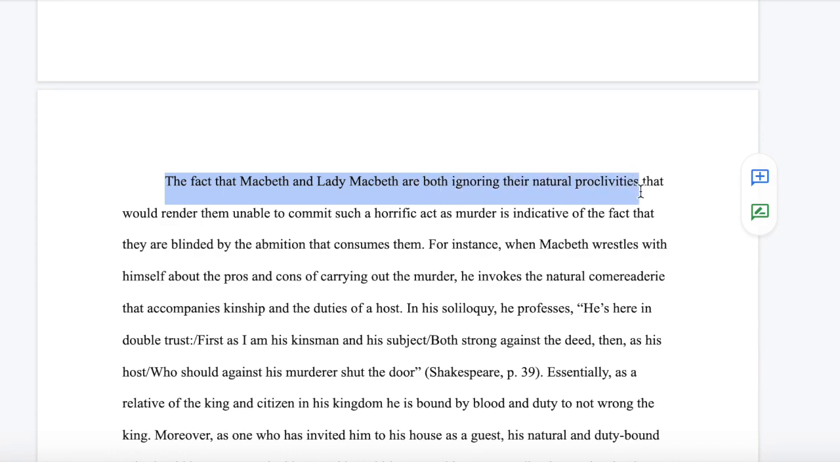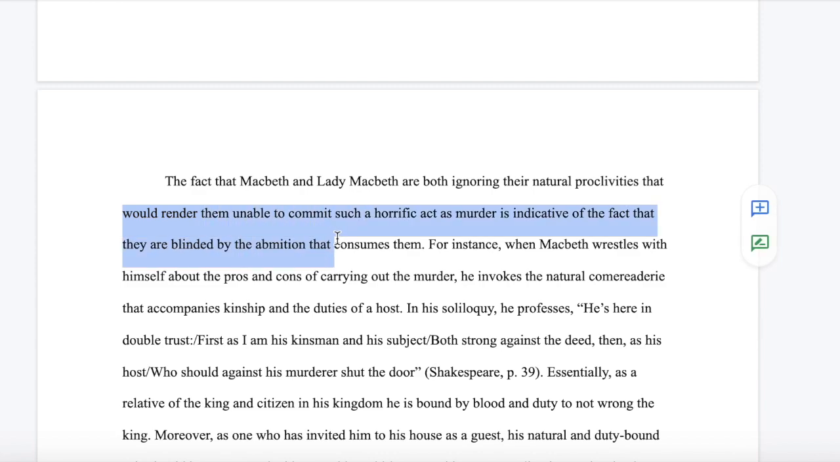So the natural way that they are would make them unable to commit murder, at least without feeling guilty about it. And then I say that this is indicative of the fact that they are blinded by the ambition that consumes them. So it's the ambition that's blinding them to their true natures that won't allow them to actually get away with this murder. So then I give an example.